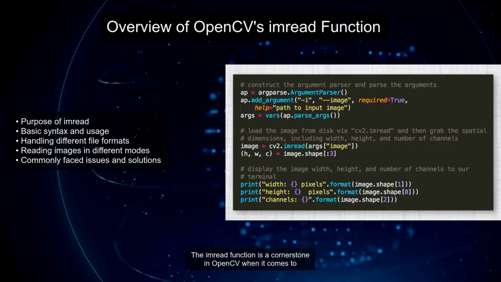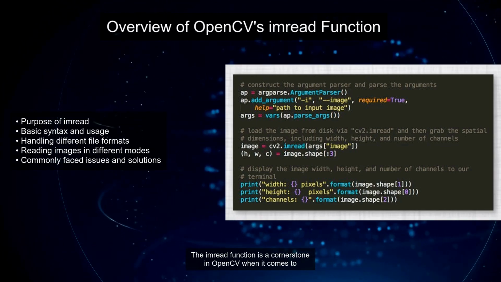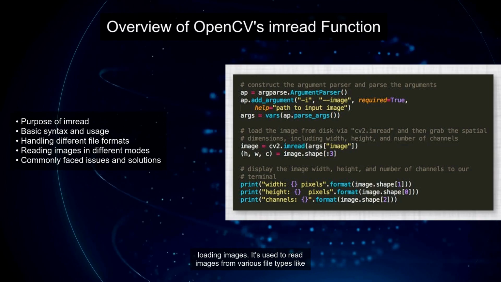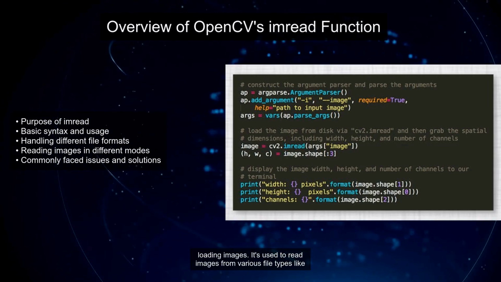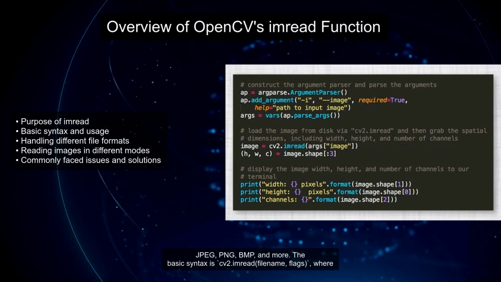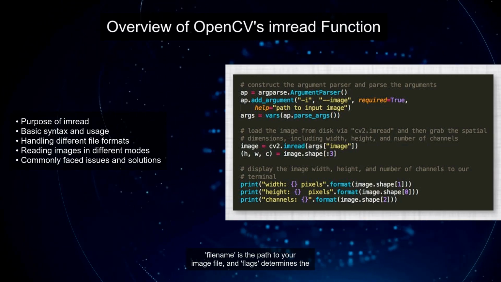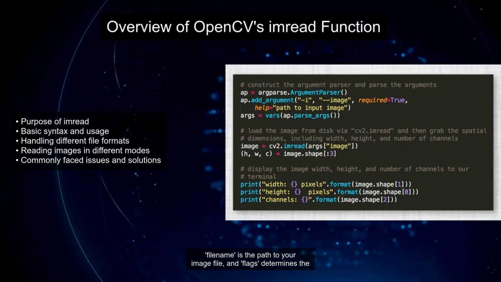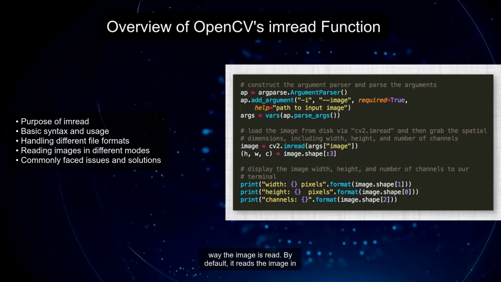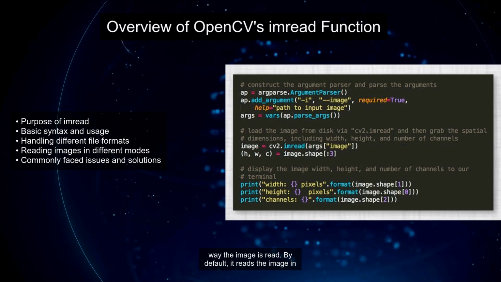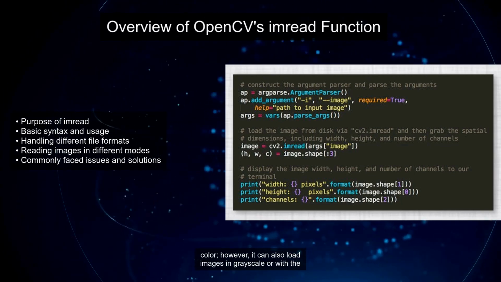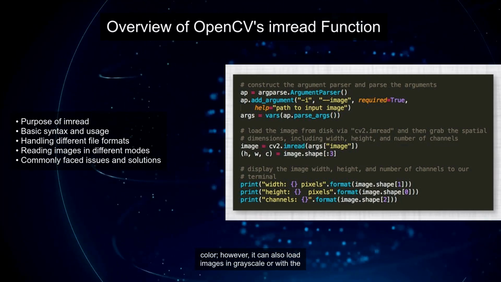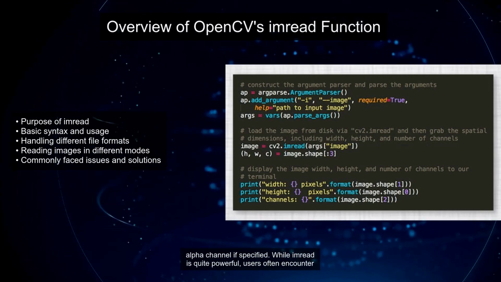The imread function is a cornerstone in OpenCV when it comes to loading images. It's used to read images from various file types like JPEG, PNG, BMP, and more. The basic syntax is cv2.imread(filename, flags), where filename is the path to your image file, and flags determines the way the image is read. By default, it reads the image in color, however, it can also load images in grayscale or with the alpha channel if specified.